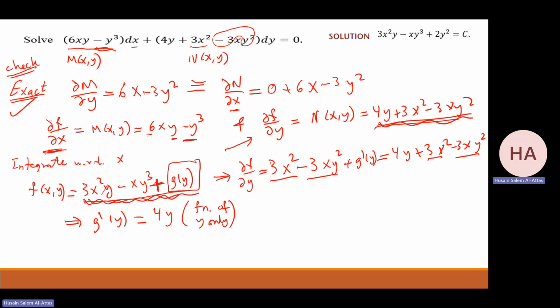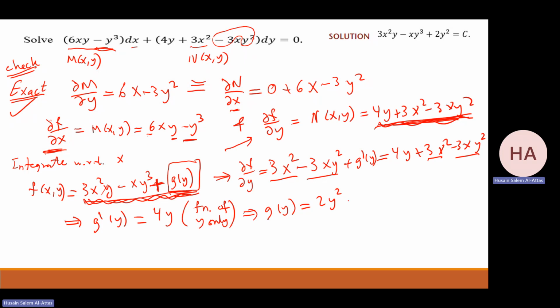If I have x, there's a problem. That means there's a mistake somewhere. If I started with this one, I should get a function of x only. Okay. Now, that means g of y is what? 2y squared. Do I need plus c? No, no need for plus c. Why? Because you will plug it here, and then your solution is f equals c. So c is there, so no need to write it 2 times.